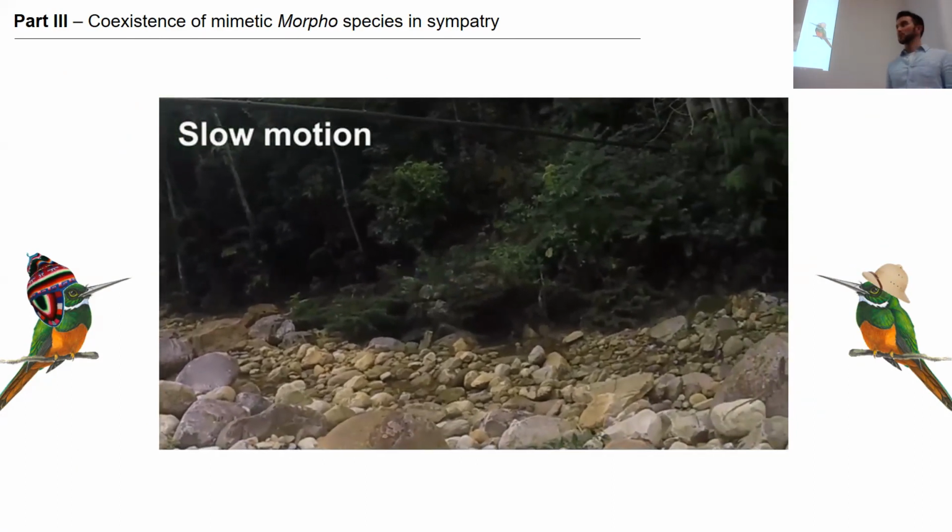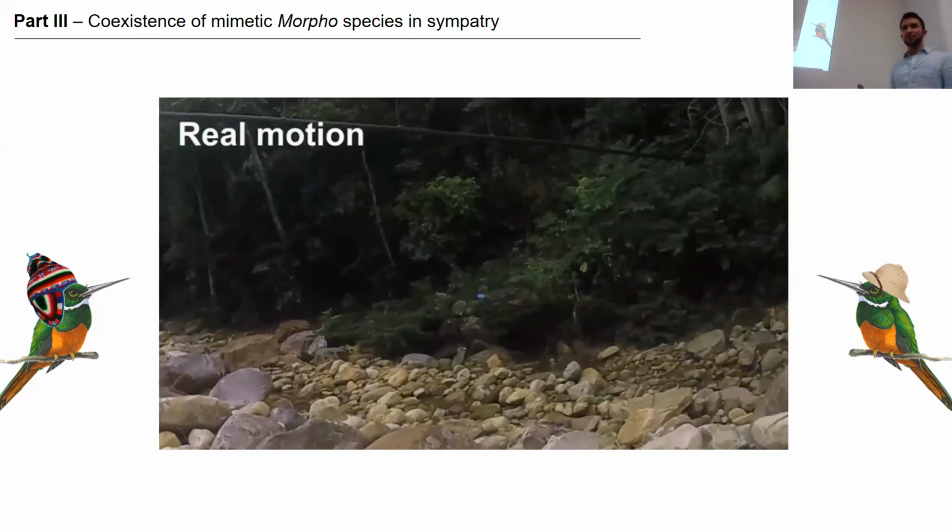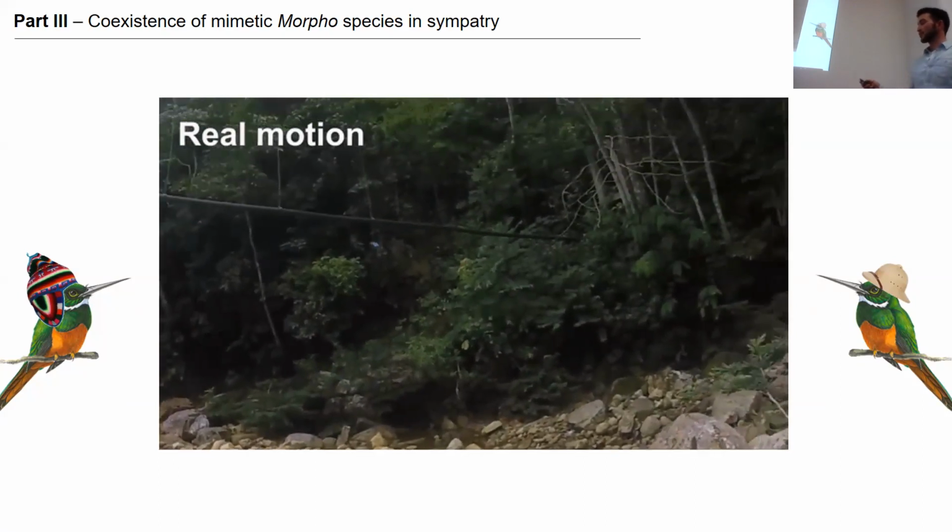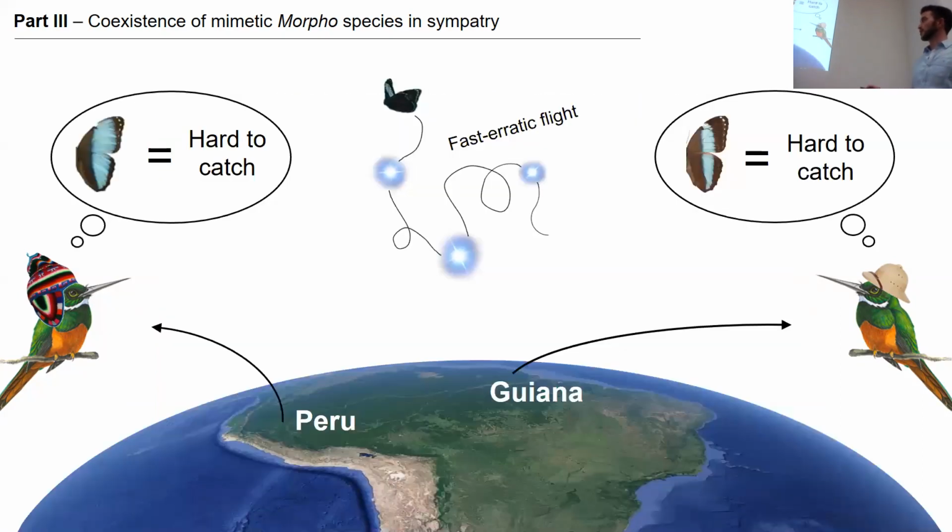And this is very confusing when trying to catch them, including for me. So birds from Peru and from French Guiana may have learned the association between blue flashy coloration and the difficulty of capturing these butterflies. But on both sides of the forest, different wing coloration may have been promoted by the local predation pressure.